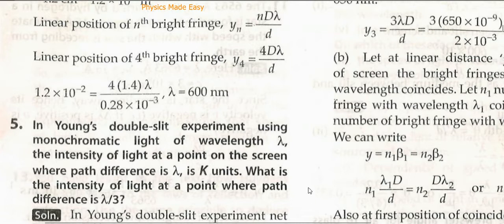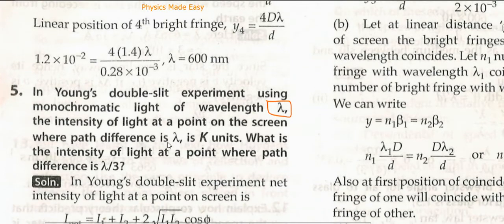In Young's double slit experiment using monochromatic light wave of wavelength lambda. Now, the wavelength of the light is given to be lambda. The intensity of the light at a point on the screen when path difference is lambda is k. Note down that the path difference lambda corresponds to phase difference 2 pi. Wherever you have to find out path difference, phase difference corresponding to path difference, just replace lambda by 2 pi.